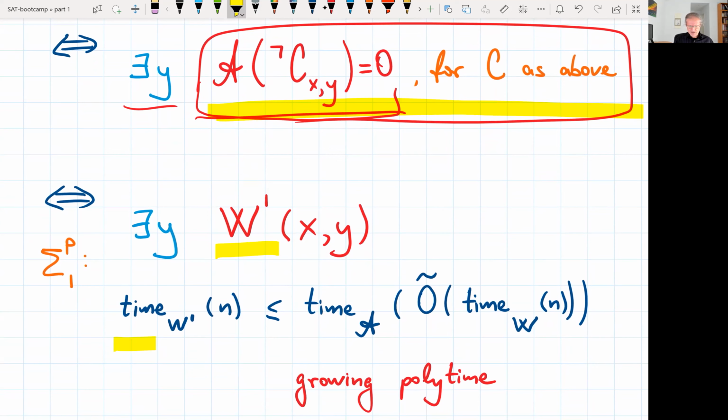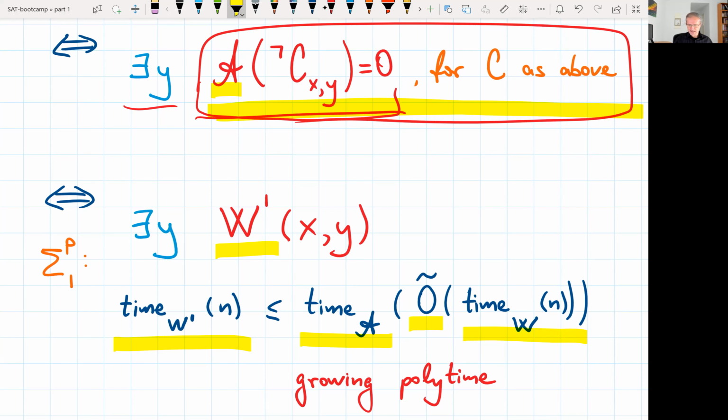And the time complexity of this new algorithm W prime is not difficult to compute. So to compute W prime, you run SAT algorithm script A. So on what input? On the input circuit C sub xy. How big is the circuit C sub xy? Well, we know it's basically the running time of our original predicate W. Õ (tilde) is a convenient notation to use to hide these extra log factors. So time A is basically quasi-linear in time of the procedure W on input n.